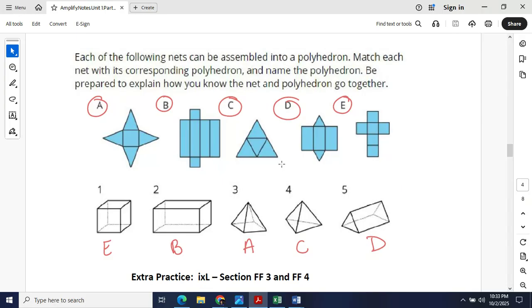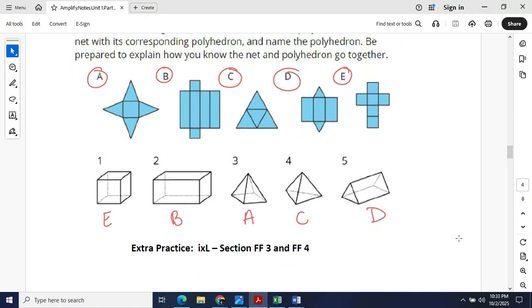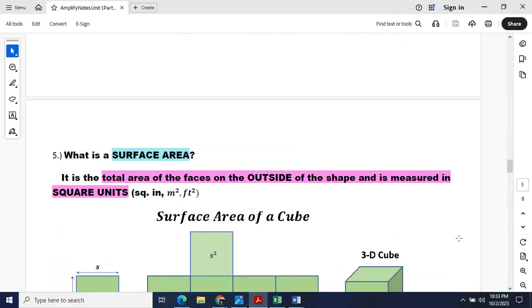And last, 5, I noticed 2 triangular bases, they're identical, and rectangular sides, it's a prism, a triangular prism, and it matches D. You can practice this in FF3 and FF4. Anytime you need to watch this again, you can always rewind and pause and watch again.